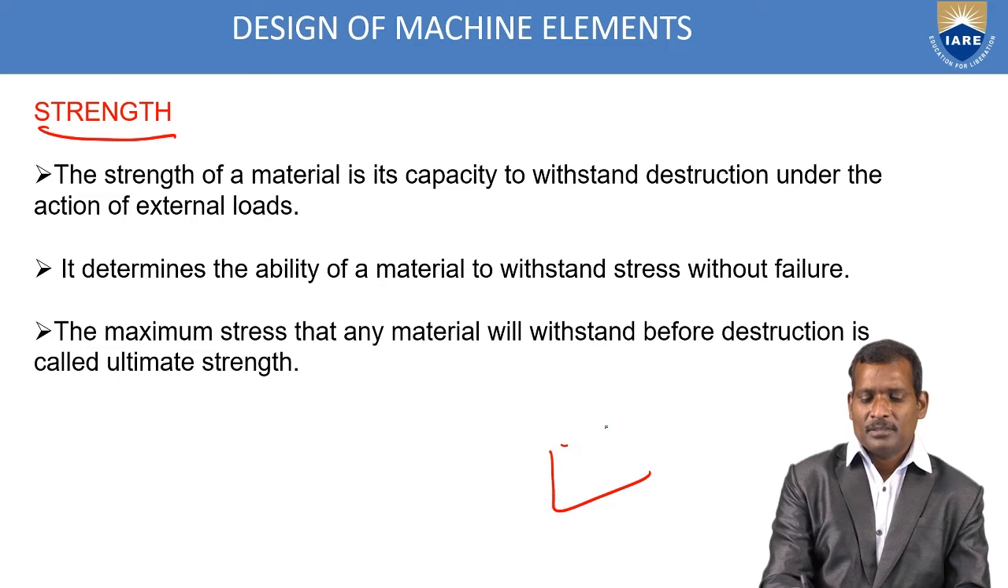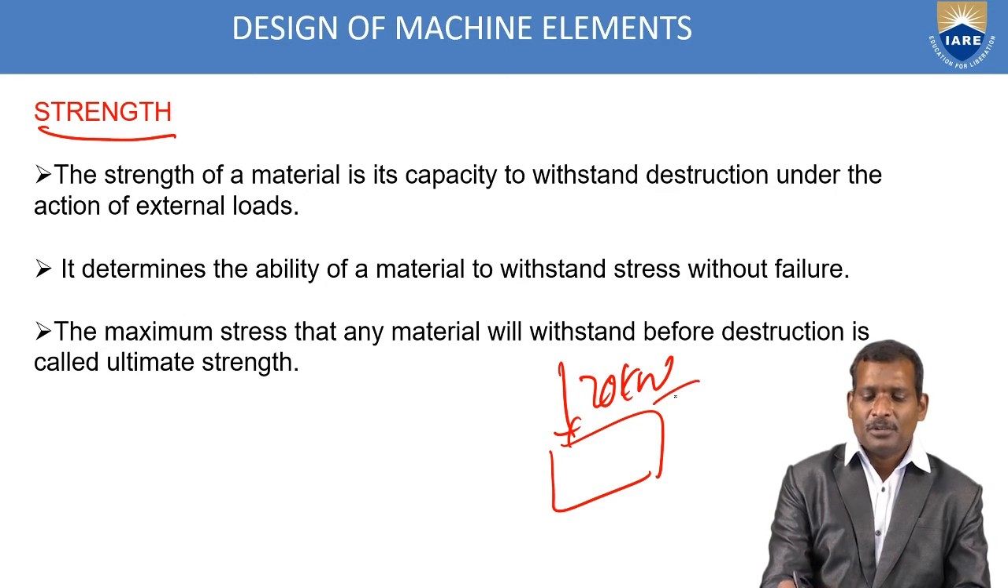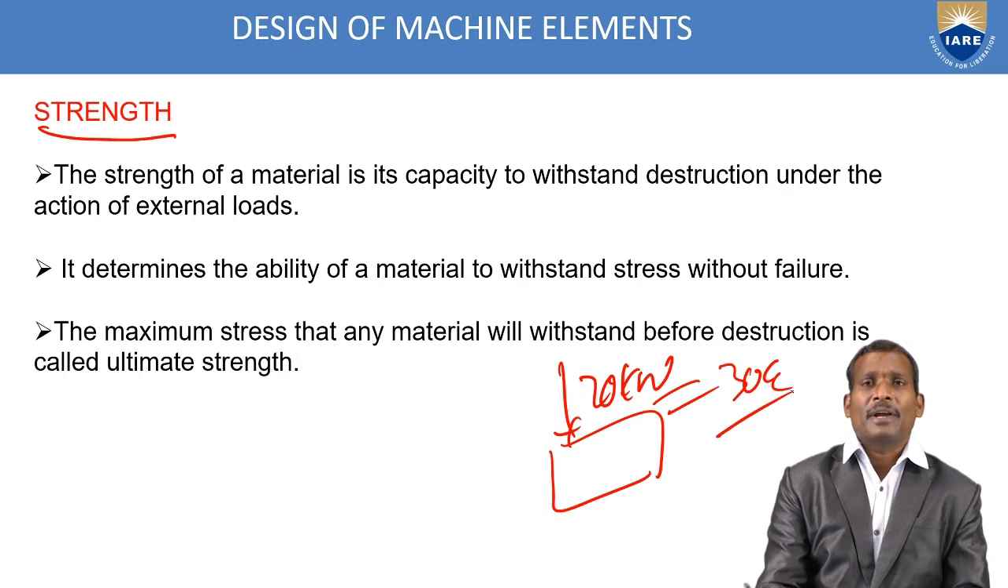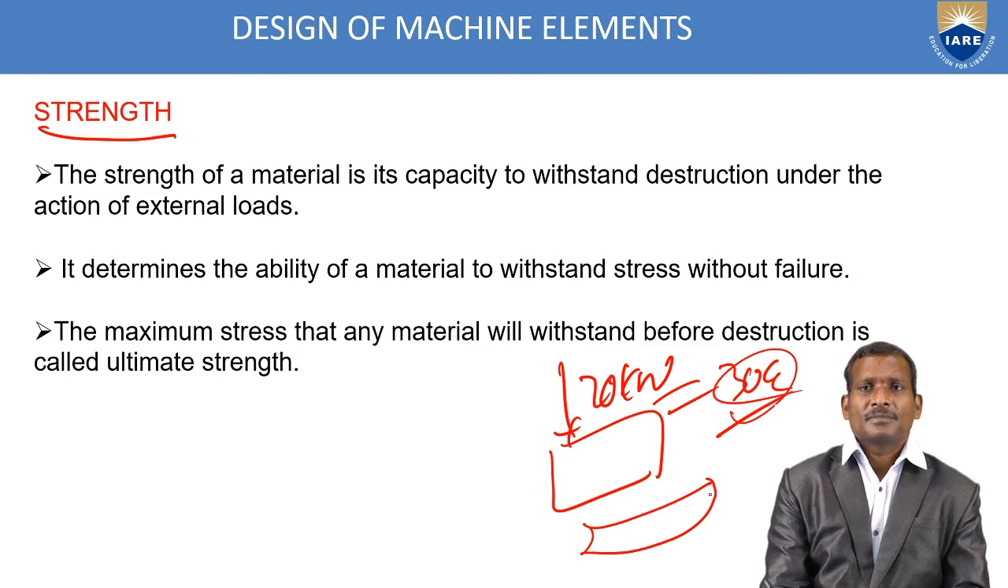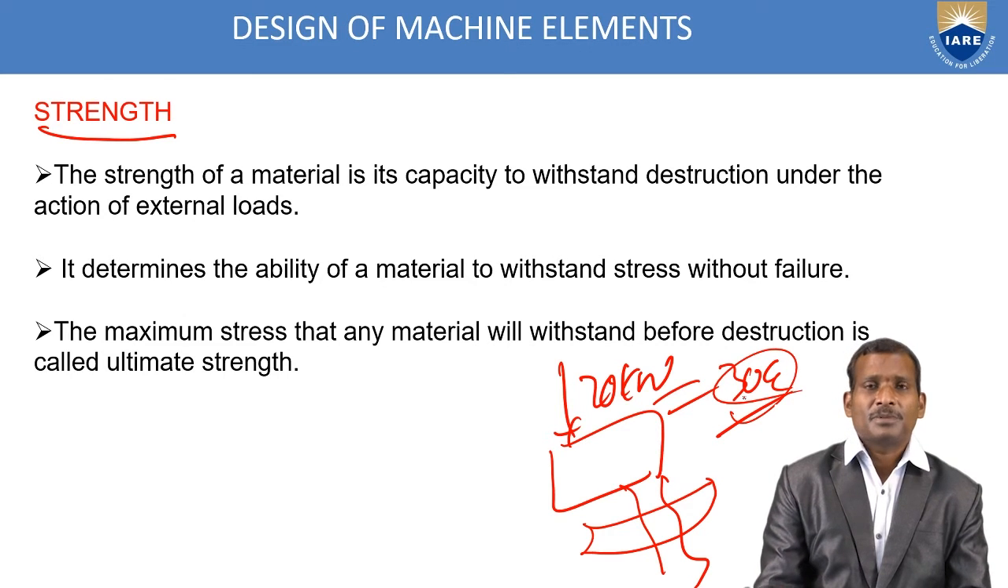Suppose one component is there, a rectangular bar, and the load acting is 20 kilonewtons. Without failure, it should withstand this 20 kilonewtons load. It means it has that capacity. Beyond that, suppose 30 kilonewtons is applied. It does not withstand the load. Because this is the maximum load, the component will fail. The maximum stress that any material will stand before destruction is called ultimate strength.